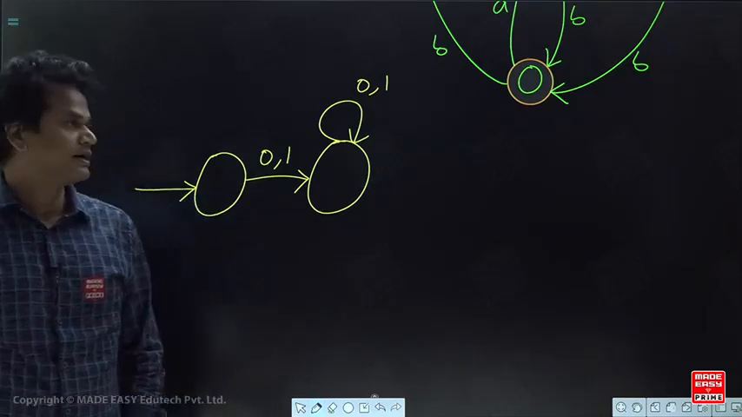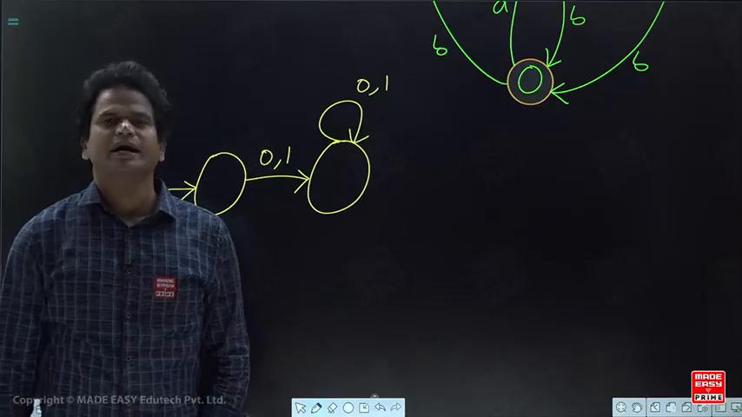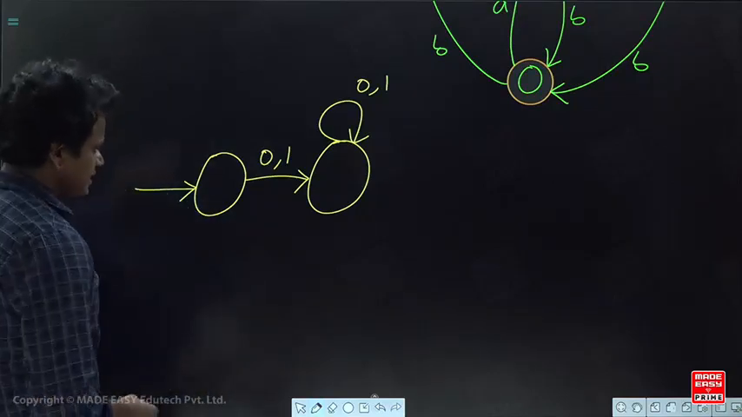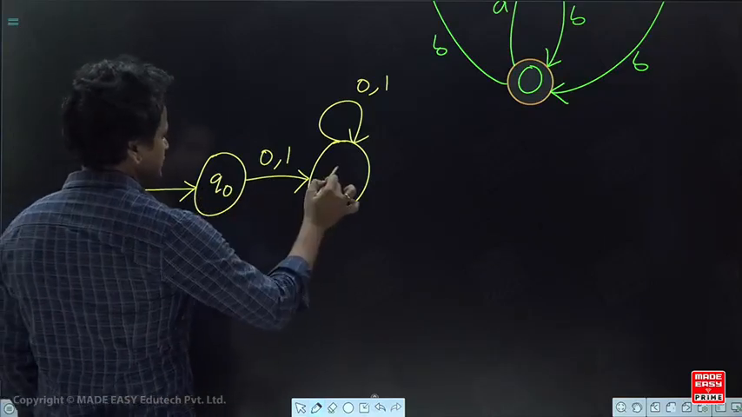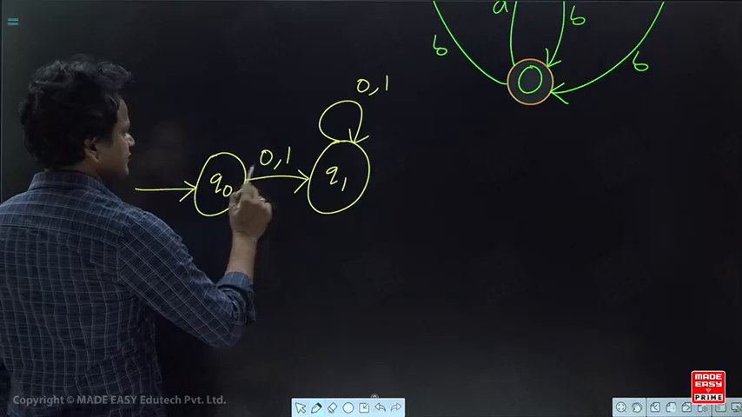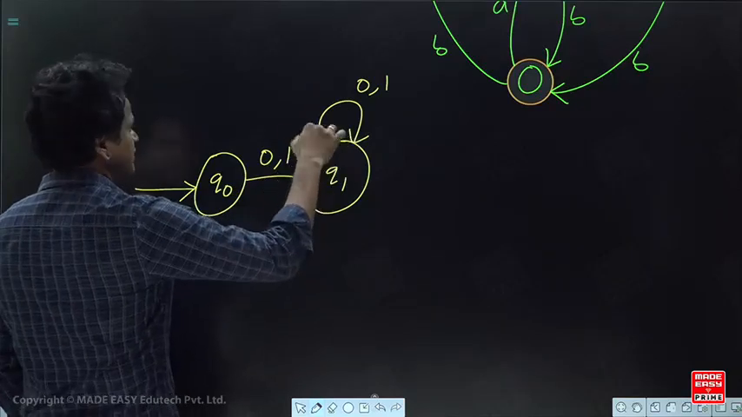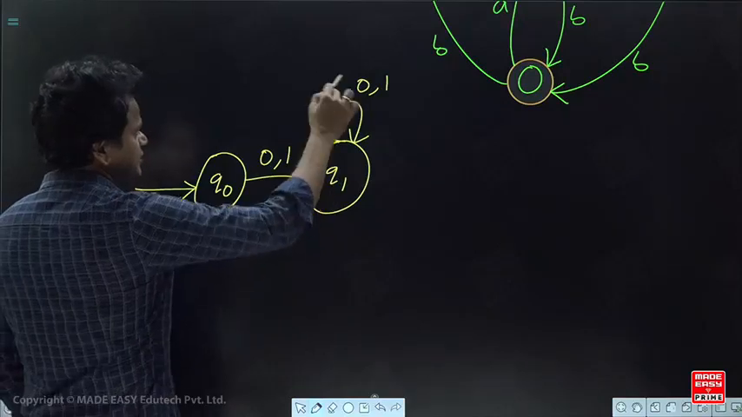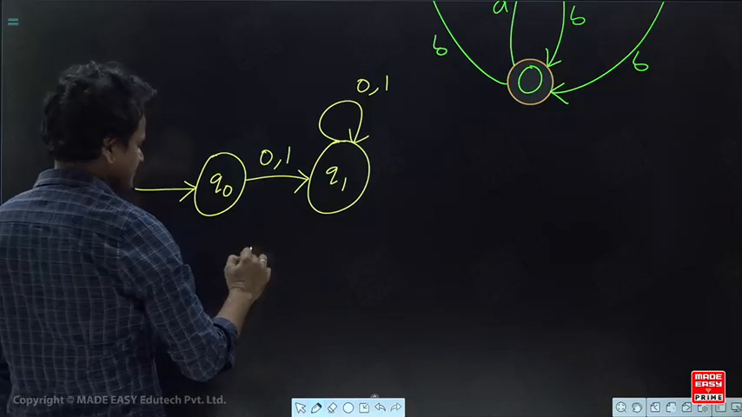What is DFA? At every state, for every input, it must be defined. At every state, for every input, it must have a single output state. If you look at this one, suppose I am naming the states as Q0, Q1. Q0 is different for 0 and also 1. Q1 is different for 0 and also 1. Q0 on 0 single, Q0 on 1 single. Q1 on 0 single, Q1 on 1 single. So it is a DFA.